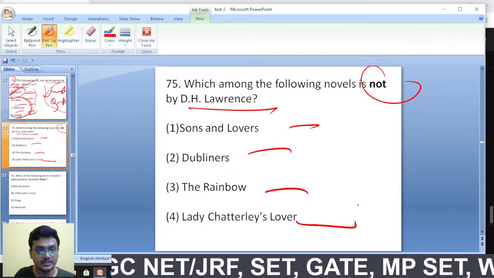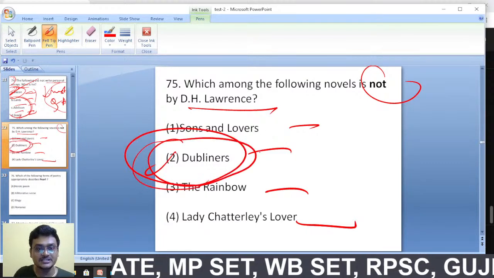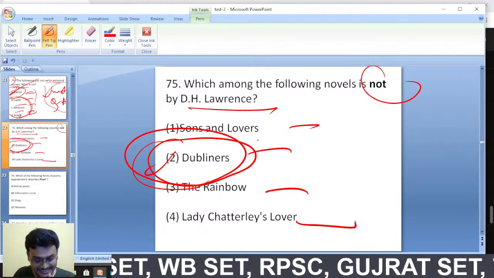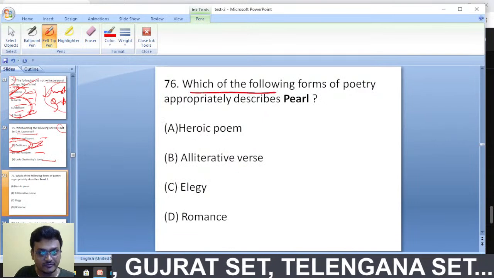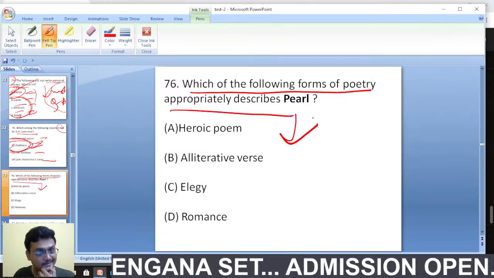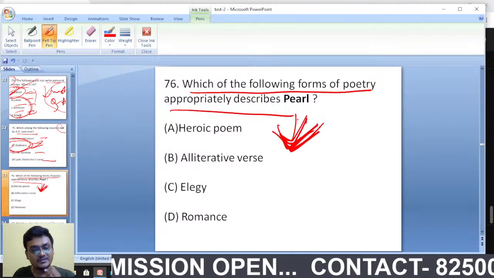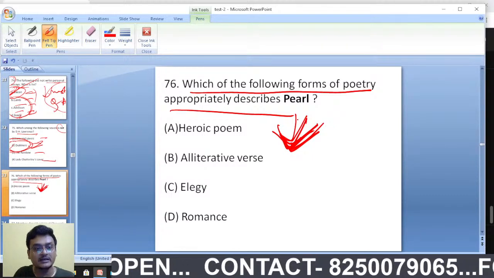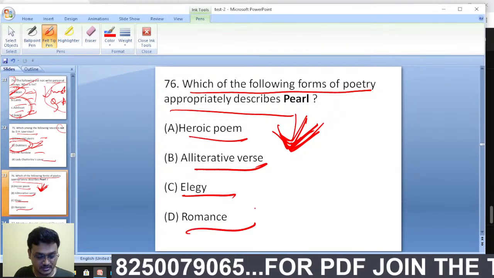It is Dubliners by James Joyce. Exactly, Dubliners. Which of the following novels is not by D.H. Lawrence? Exactly, it is Dubliners. All of you are right. Fantastic. Which of the following forms of poetry appropriately describes Pearl here? Heroic poem, alliterative verse, elegy, romance.